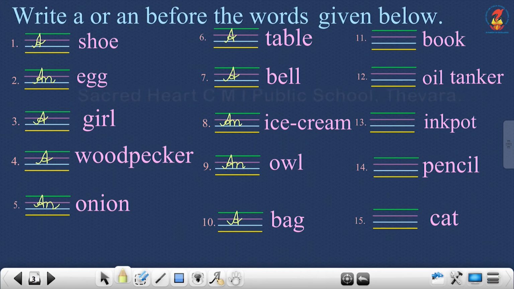Next we have dash book. Book sound. Boo. So it is a consonant again. We write a before book. Then number 12 we have oil tanker. Oil tanker, a tanker which carries oil. Oil. So it is a vowel. So we are going to write an before it.